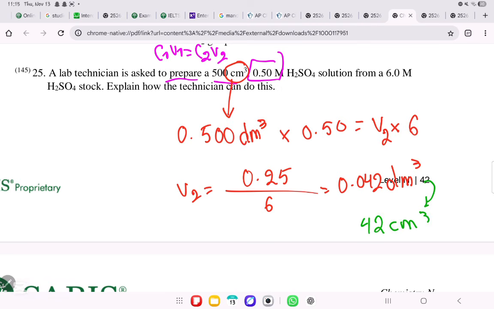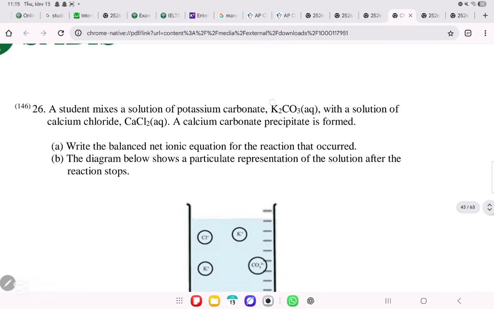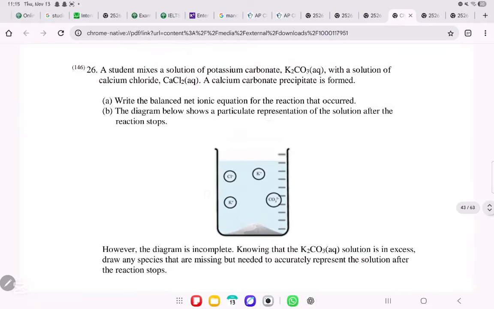Why? Because now you can say, using a burette, transfer 42 centimeter cubed of 6 molarity acid into a 500 centimeter cubed volumetric flask, and then add enough water till the bottom of the meniscus is tangent to the etched mark on the neck, and then shake well to homogenize. We'll move on to question number 26.